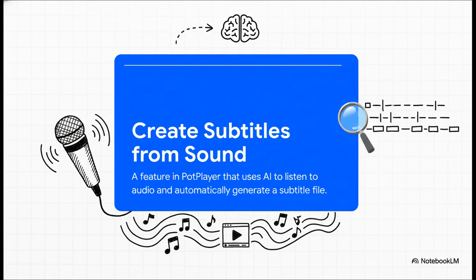So what is this magic? It's a feature called Create Subtitles from Sound, and it's built right into PotPlayer. It's not some basic tool either. It uses the super powerful Whisper.ai engine to actually listen to the audio and transcribe it, creating a perfectly timed subtitle file right on the spot.